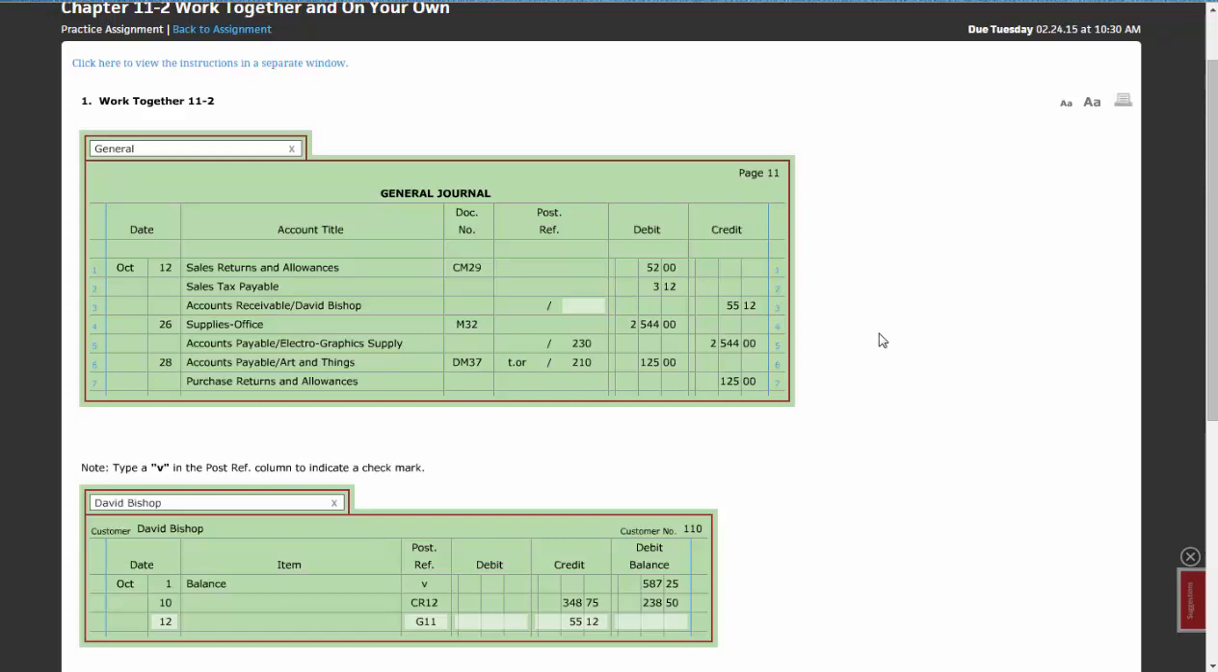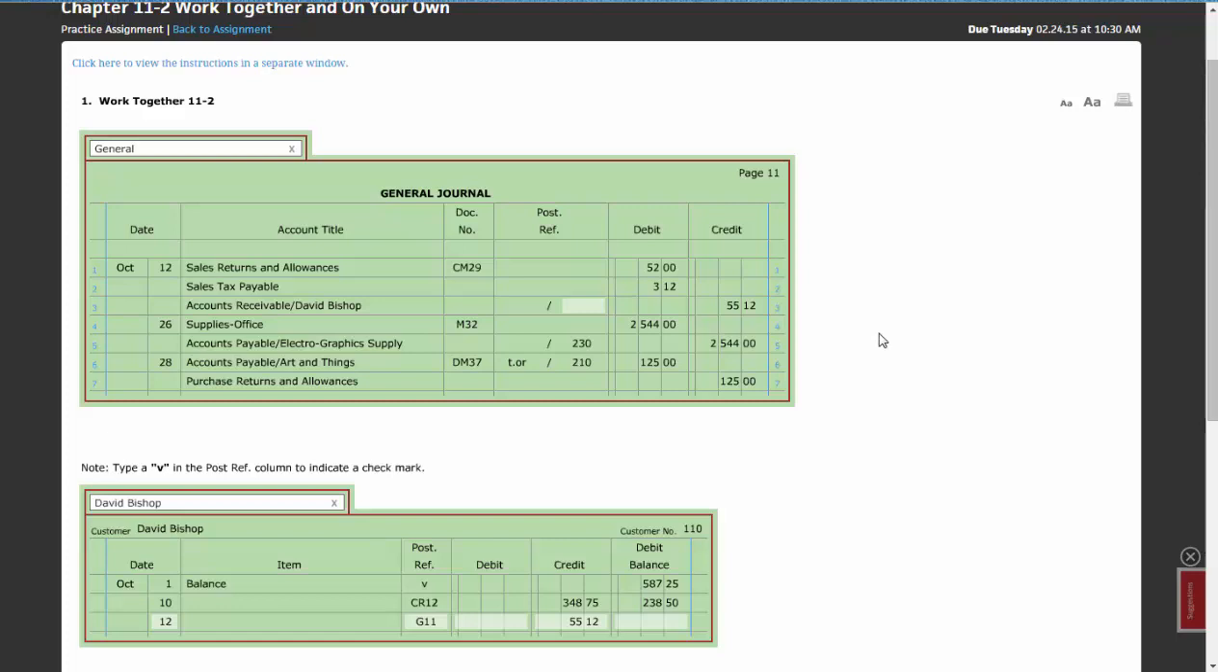So therefore, this David Bishop is a customer, and David returned items to us. Customers, you should always associate with sales. So therefore, we have a sales returns and allowance. So we returned $52 worth of product, which had $3.12 worth of sales tax. So the total amount that he returned to us is $55.12. We got to make sure we account for the value of the product and the value of the sales tax.